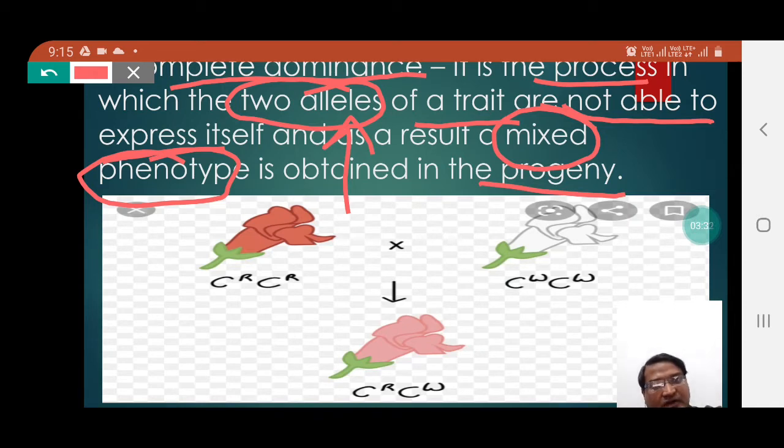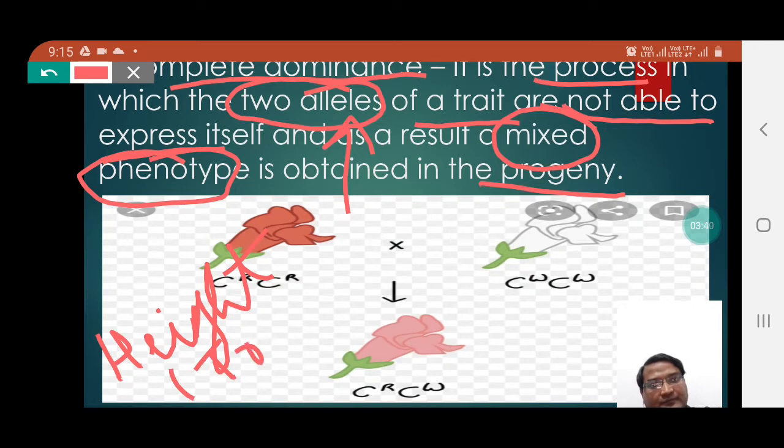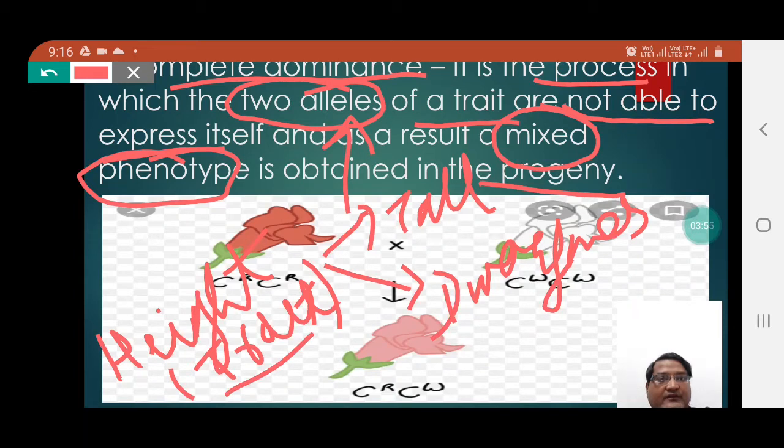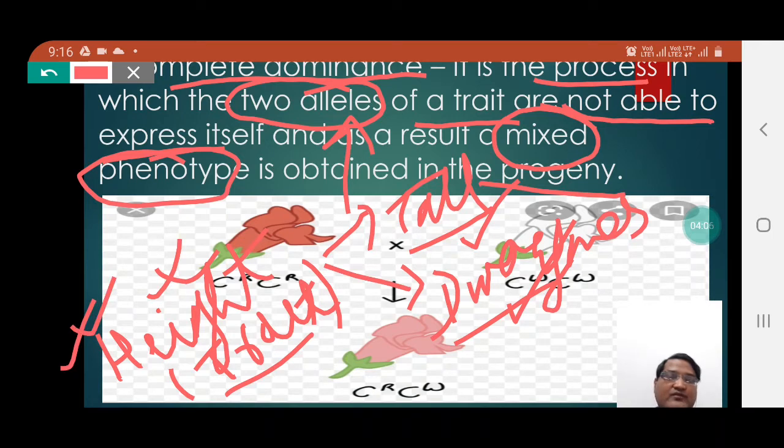So, students, here height is the trait, and the tallness and the dwarfness will be the alleles. The trait height has two alleles, tall and dwarf, and this tallness and dwarfness are the contrasting forms of the trait, that is height of the individual or of the plant. So, students, that is the concept of allele.